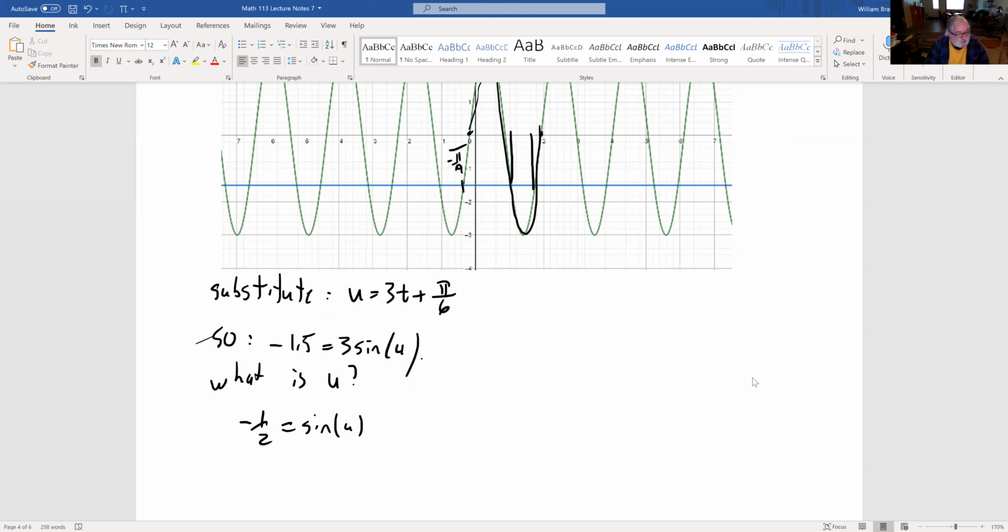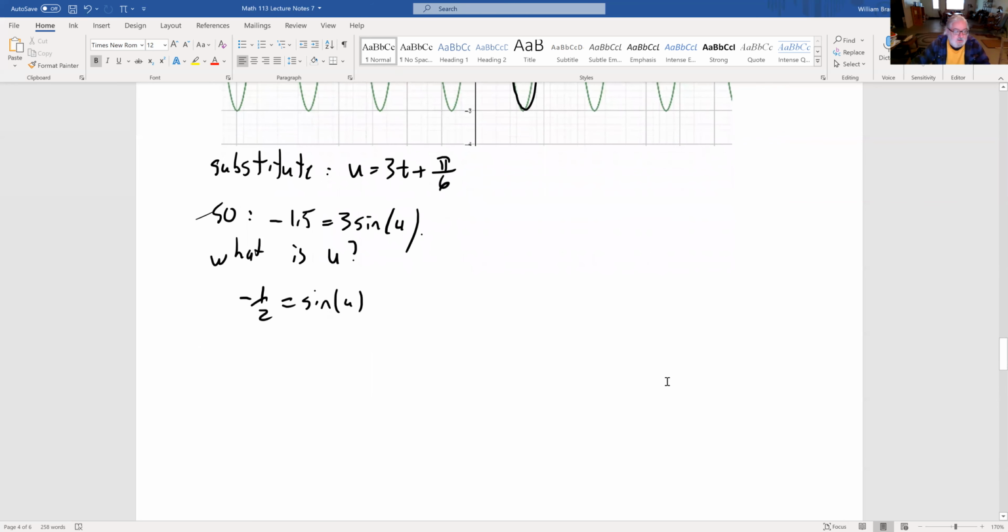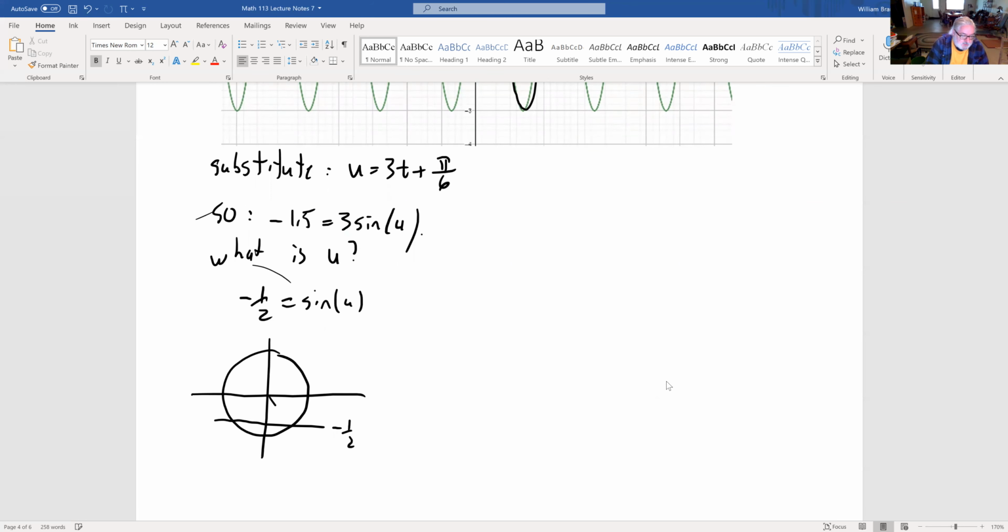Divide both sides by 3, you get minus 1/2 equals sine of u. And that's sine of something equals minus 1/2. There should be two solutions, right? If minus 1/2 is here, we should have one solution there and one solution here. And we know that this angle should be pi over 6. And this angle also should be pi over 6 because 1/2 is the opposite in a 30, 60, 90 triangle.